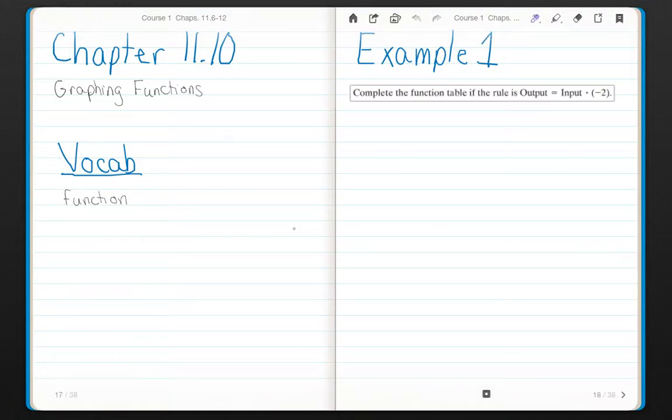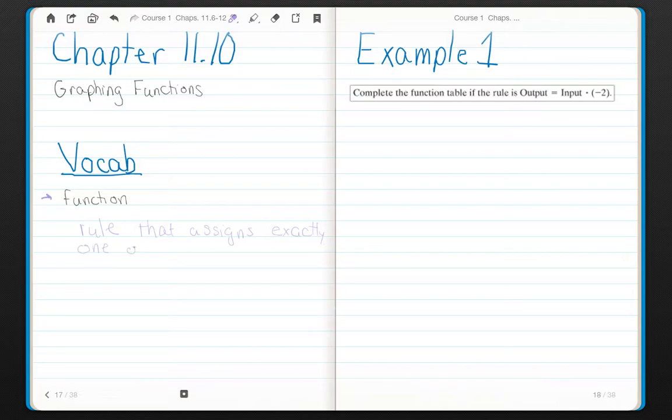Chapter 11.10, Graphing Functions. So let's start off with what is a function? A function is a rule that assigns exactly one output for every input.